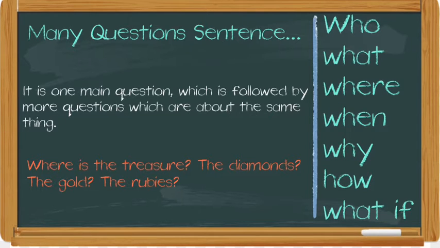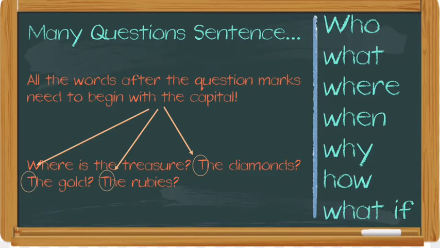Even though this is one sentence, it's a many question sentence, because the words that follow the question mark, which is essentially a full stop, you have got to make sure that they all begin with capital letters. So obviously where begins with a capital because it's the first of the whole sentence, but the diamonds, the gold and the rubies, the thes have got to have a capital letter because they follow a question mark.